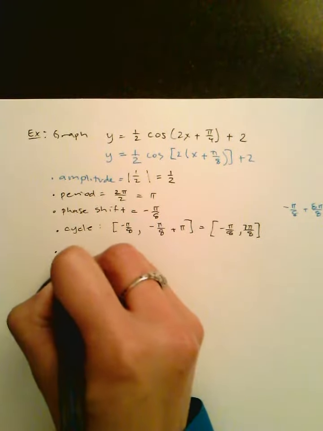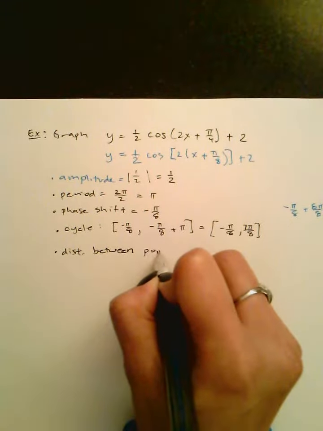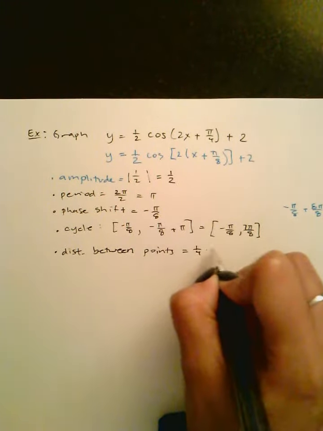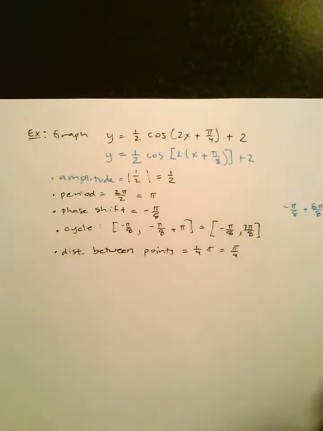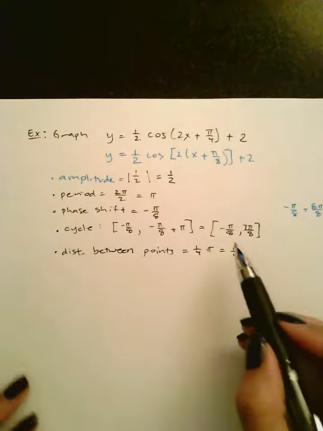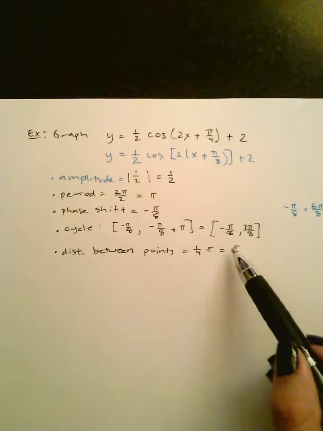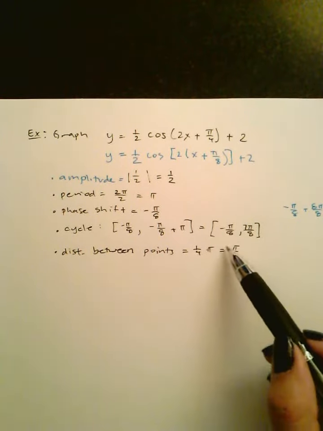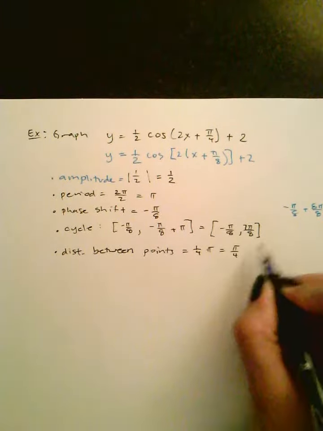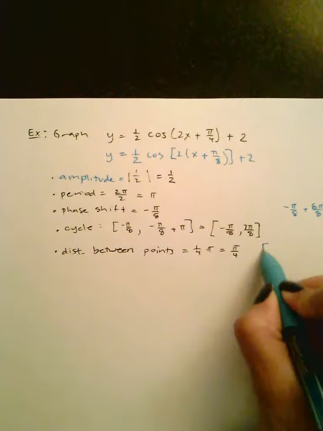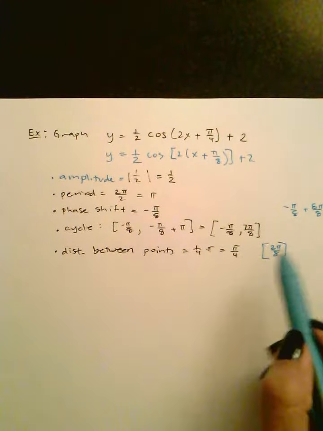And the distance between the points is equal to 1/4 times the period, and the period is equal to pi, so this is equal to pi over 4. So we're going to start our cycle at negative pi over 8, but my distance between the points is pi over 4, so it's a different denominator. Let's change this so that it's going to be easy to add these numbers. So I'm going to change it so that I have a common denominator. So I'm going to change it to 2 pi over 8. That means I'm going to be adding 2 pi over 8 each time.